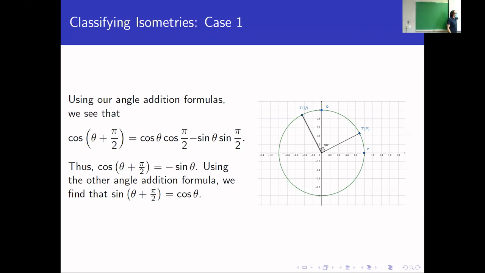But we know this. Cosine of pi over 2 is 0, and sine of pi over 2 is 1. So that actually simplifies to negative sine. So the x-coordinate of T of Q is negative sine. And we could do a similar procedure there. Apply the angle addition formula for sine and get that the y-coordinate has to be cosine theta. So we know what happens to the first basis vector. It goes to cosine theta, sine theta. And we know what happens to the second basis vector. It goes to negative sine theta, cosine theta.